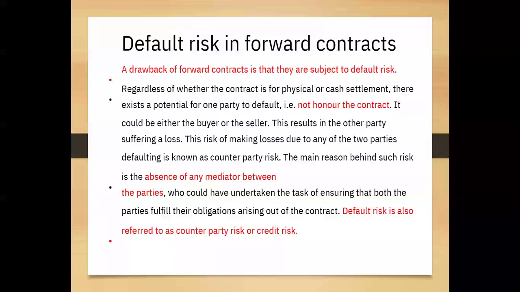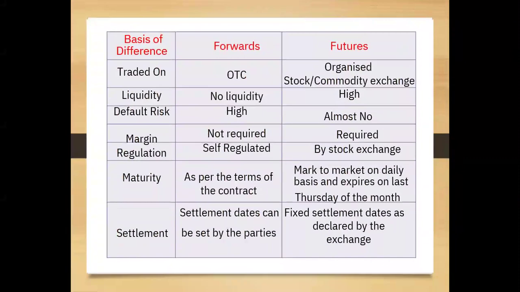The main reason behind such risk is the absence of any mediator between the parties who could have undertaken the task of ensuring both the parties. Default risk is also called credit risk or counterparty risk. So, the differences between forwards and futures.